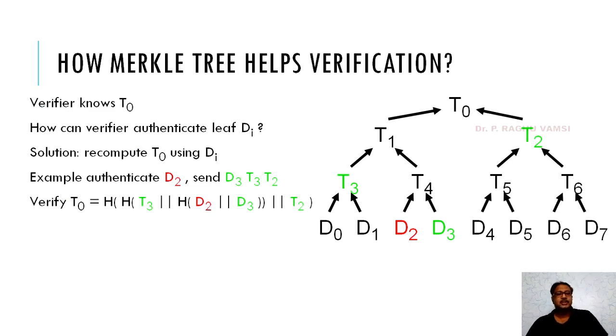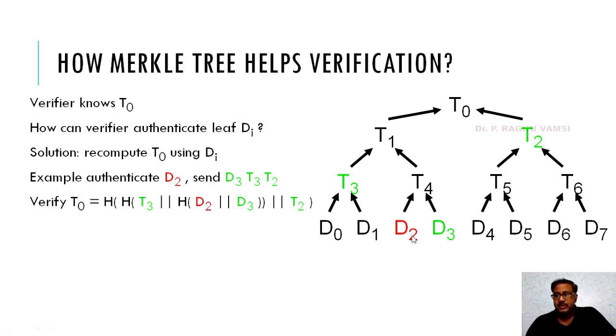So here, in general also, I want to check whether the data items are correct or not. That means the verifier knows T0. That is, I know what T0 is, the root hash, which is said to be the Merkle root. So the verifier knows T0. How can the verifier authenticate leaf Di? For example, I want to authenticate whether D2 is not tampered, or D2's integrity is correctly maintained. So the solution is to recompute T0 using Di. You are supposed to recompute T0, that is the Merkle root, again by using Di.